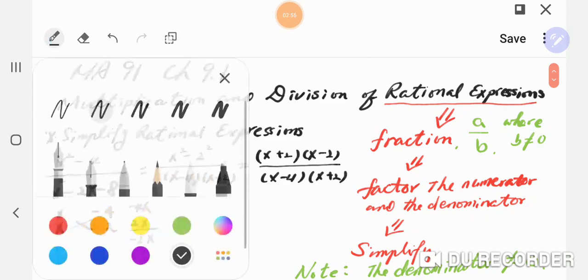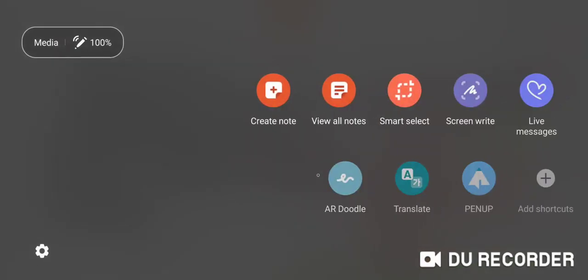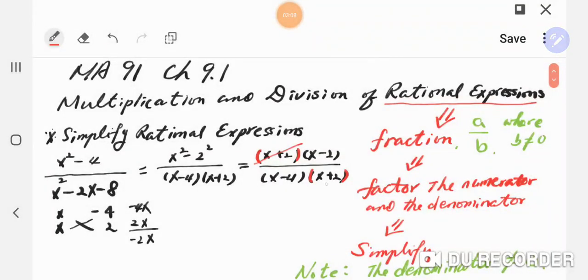So we factor the numerator and the denominator, then we can see that x plus 2 is a common factor. So we can cross it out. So what we have is the numerator x minus 2 and the denominator x minus 4. So this is the simplified fraction. So we have just simplified the rational expression.